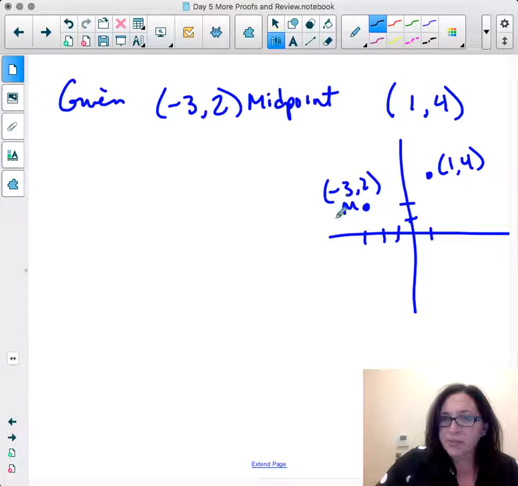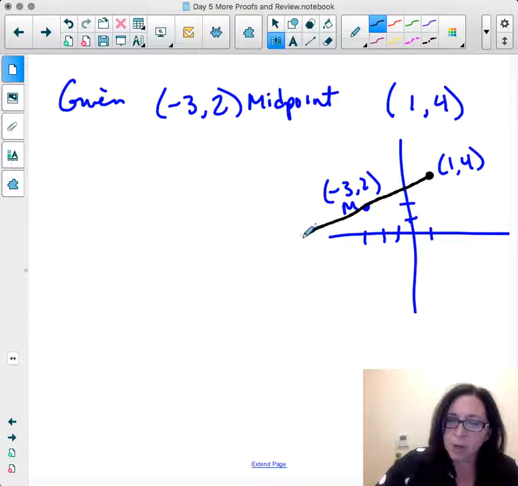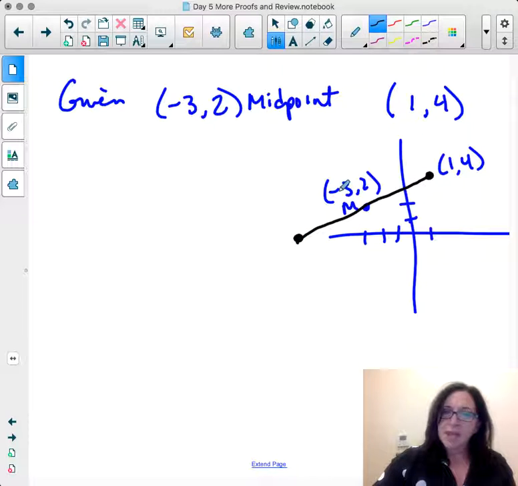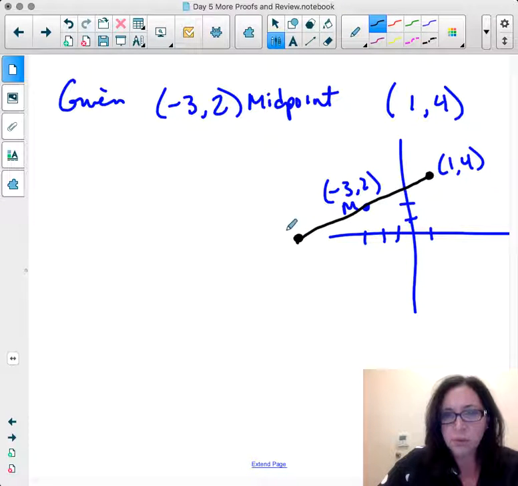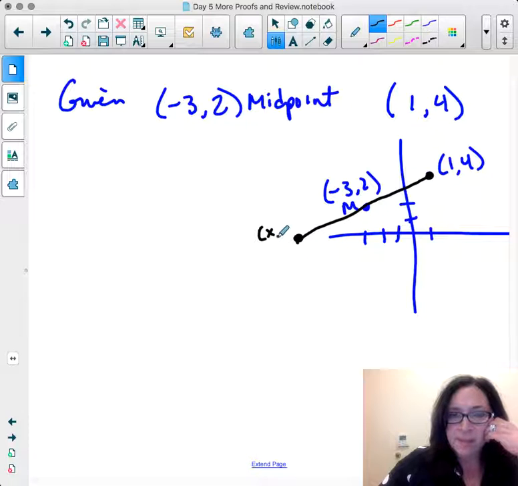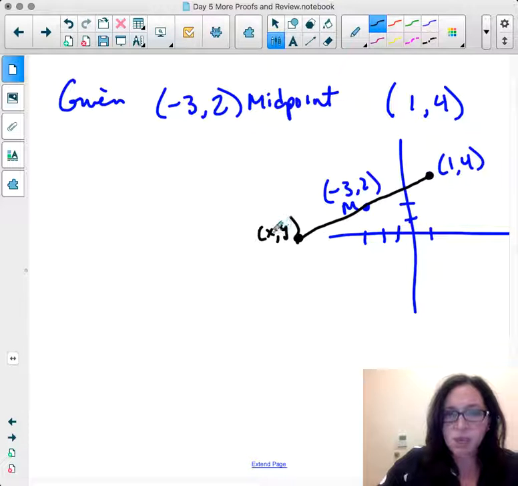Okay. Now, if this is my midpoint and this is an endpoint, that means that my other point needs to be somewhere over here. Now, a lot of students will count and go like, okay, down, over to get this point, which is fine. But sometimes the points are like halves or something like that. So you want to be able to find this value here, x, y. So in order to find that, let me show you. You're going to take the average.